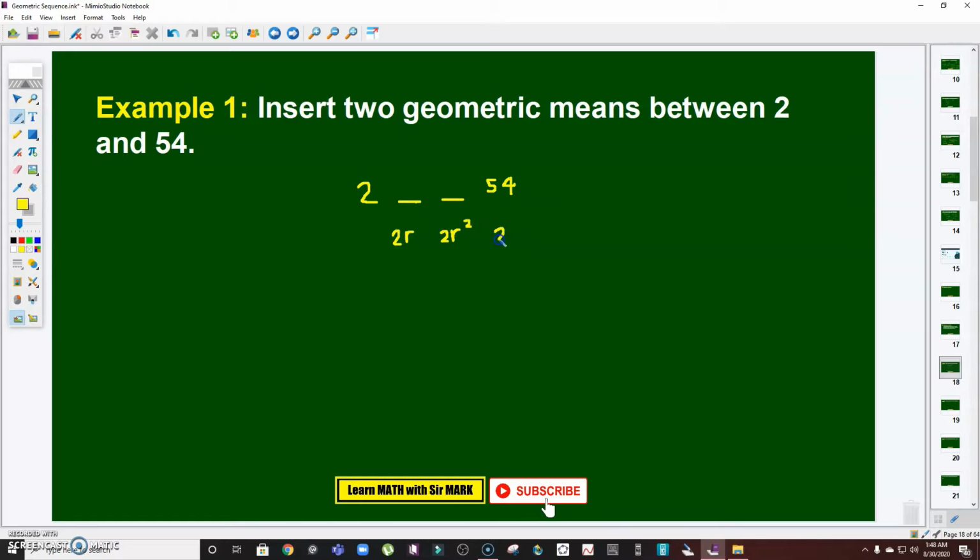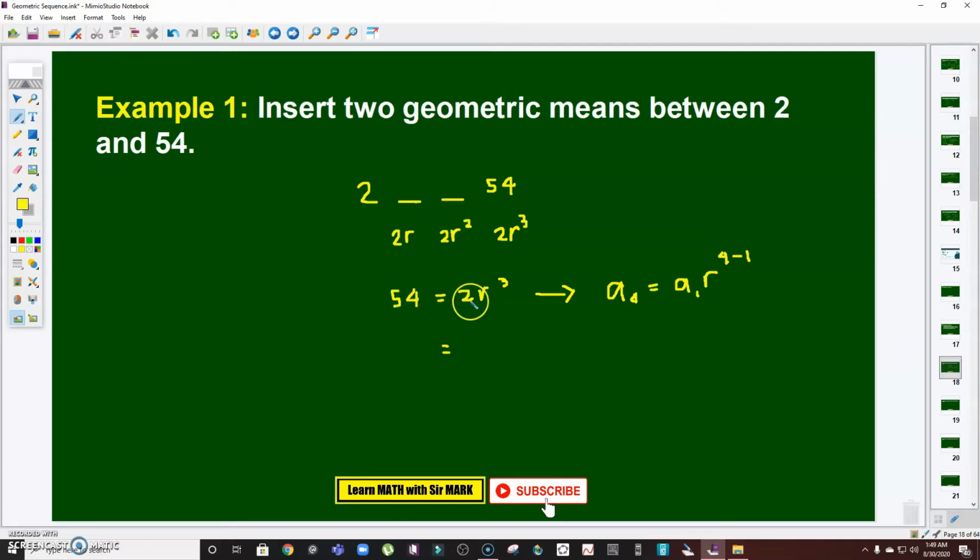And lastly, the third term, 2r squared, times the common ratio will give us 2r cubed. So meaning to say, this 54 here is equal to 2r cubed. And actually, we are already familiar with that, this is just the same as the fourth term is equal to the first term times the common ratio raised to 4 minus 1. See that? Take note, our fourth term is 54, our first term is 2, and 4 minus 1 is 3. There you go. So what we want here is r.